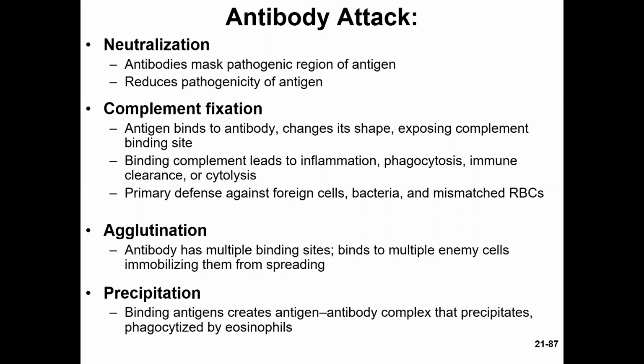In complement fixation, the antigen binds to the antibody and changes its shape, exposing the complement binding site. The binding complement leads to inflammation, phagocytosis, immune clearance, or cytolysis. The primary defense against foreign cells, bacteria, and mismatched RBCs is complement fixation. Agglutination: the antibody has multiple binding sites. It binds to multiple enemy cells, immobilizing them from spreading. Precipitation: binding antigens creates an antigen-antibody complex that precipitates and is phagocytized by eosinophils.